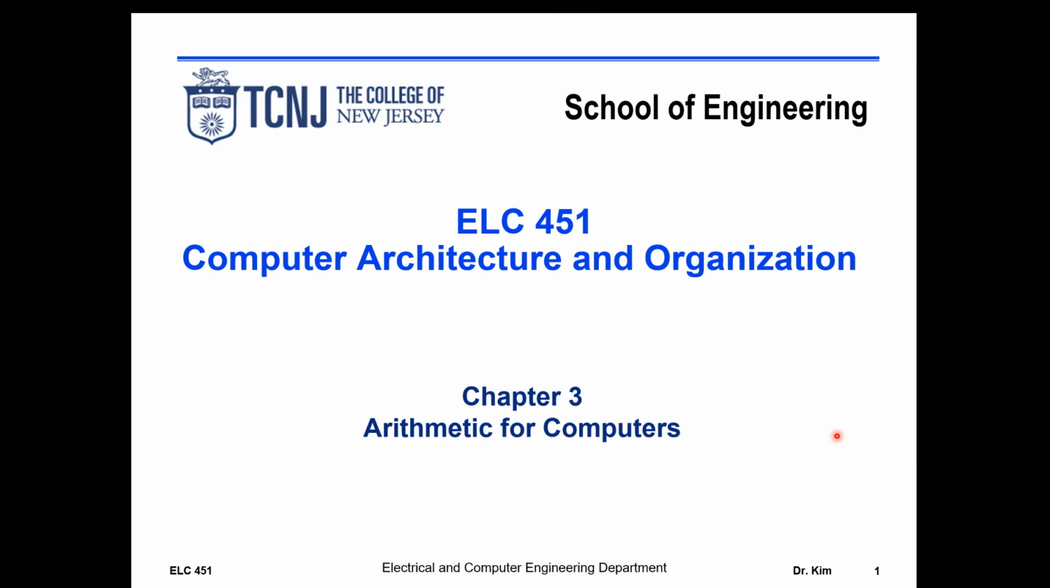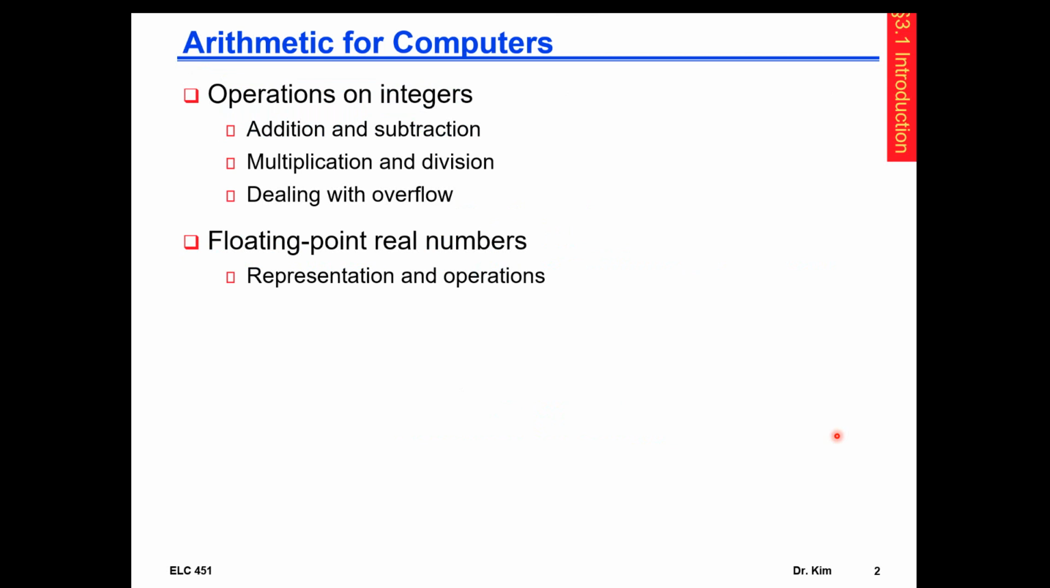As I mentioned, we are starting chapter 3 today, and the topic is arithmetic for computers. So let's start with that. The things that we're going to cover: we're going to look at operations on integers, so addition and subtraction, and this should be a review for you from ENG 312. We also are going to be looking at multiplication and division and different implementations of that. And that's going to be mostly new to you.